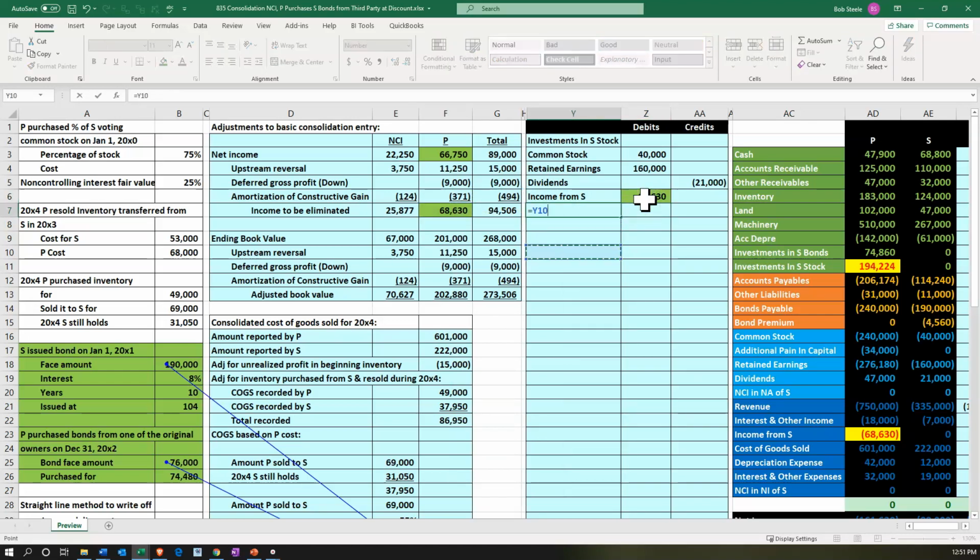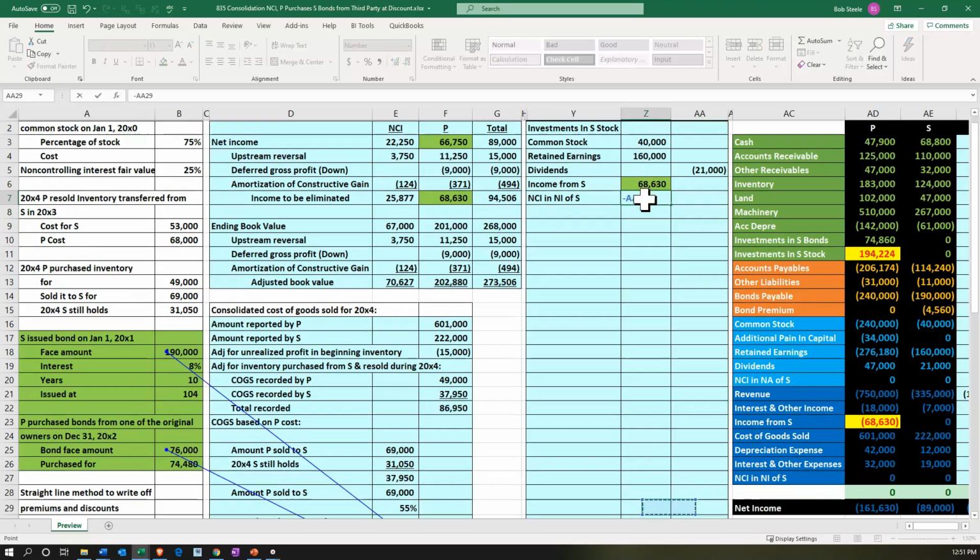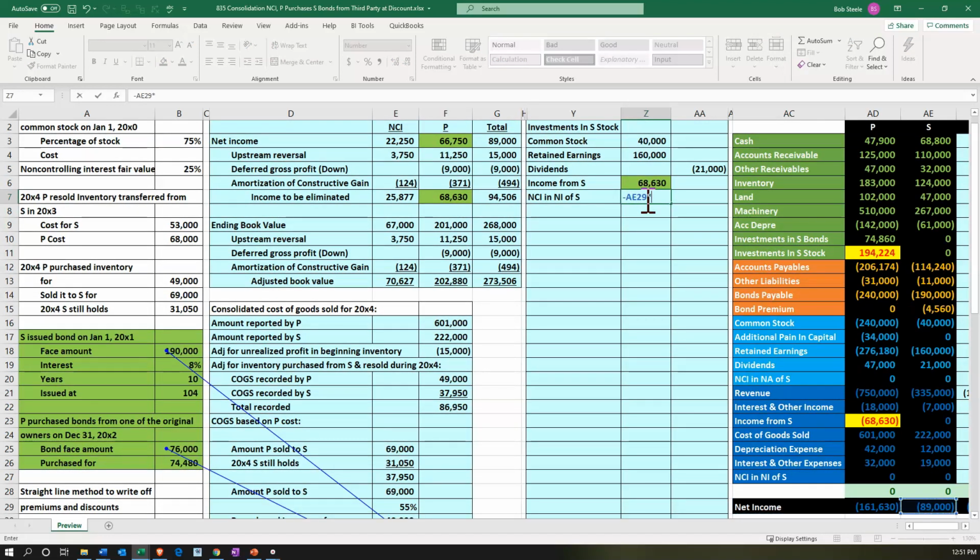Then the next thing we normally do is the non-controlling interest in net income, which is the other portion, the 25% of that net income. So that would be the net income of the 89,000 times the 25%, which would be the 22,250, which would be this number. But now we're going to change it to that number. This to that is what we're doing. So I'm going to say that's what I would have done, but now it's going to be that.